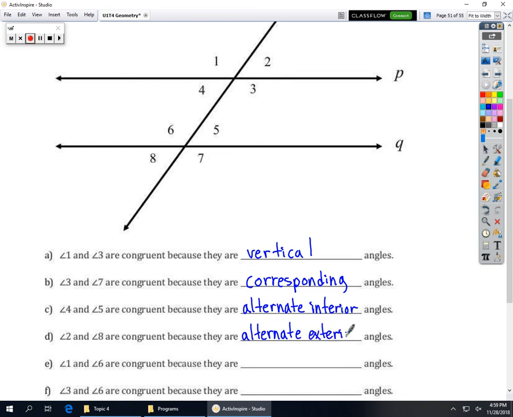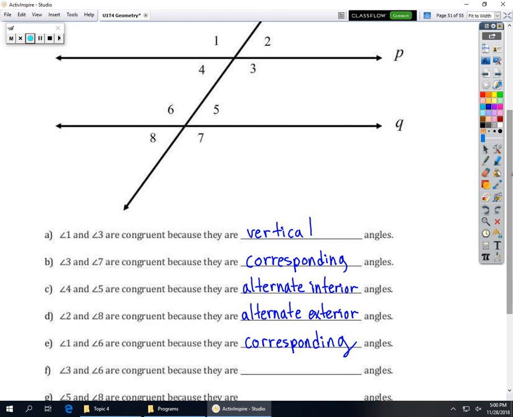Exterior. All right, 1 and 6 are congruent. So what about 1 and 6? 1 and 6 is just corresponding again. Everyone loves to forget corresponding. 3 and 6 are congruent because this is another example of alternate interior. So 4 and 5 are alternate interior, so are 3 and 6. Alternate interior, I'm lazy, I'm just going to write alt-int. Alternate interior angles.